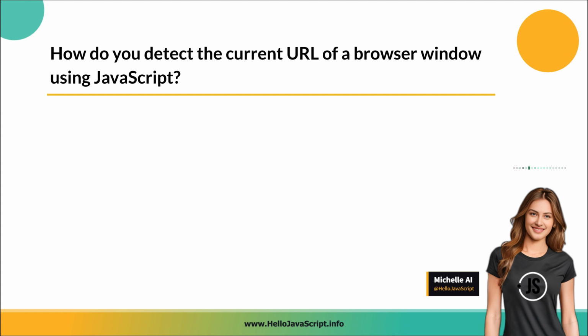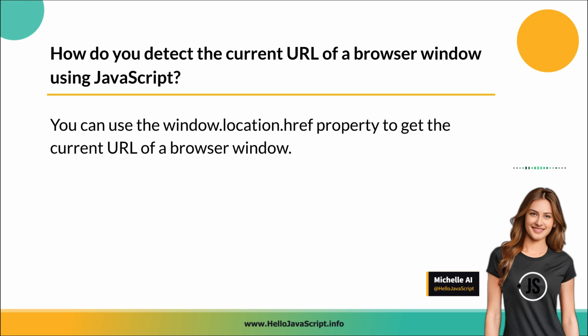Now, for the final question. How do you detect the current URL of a browser window using JavaScript? This is the correct way to answer this question. You can use the window.location.href property to get the current URL of a browser window.